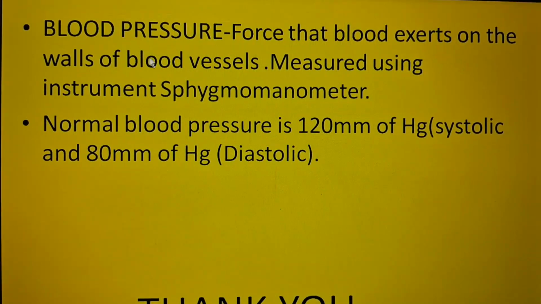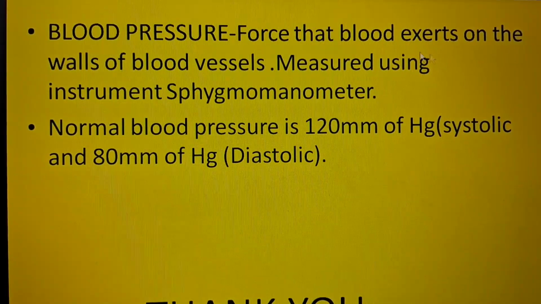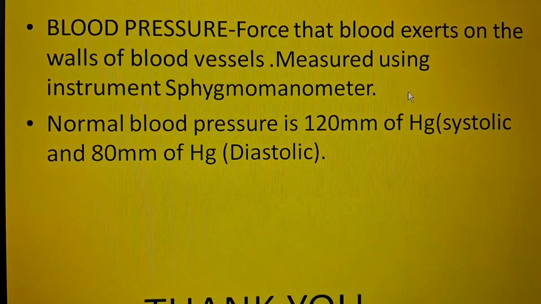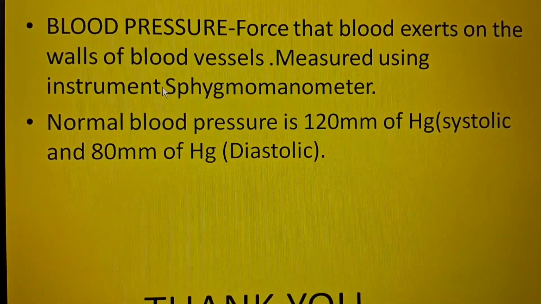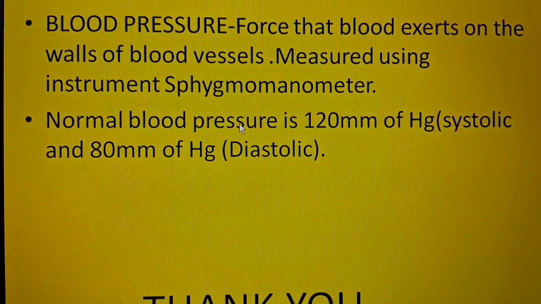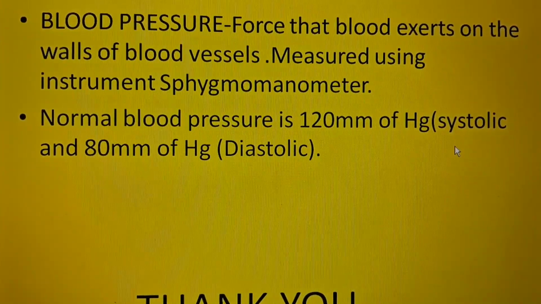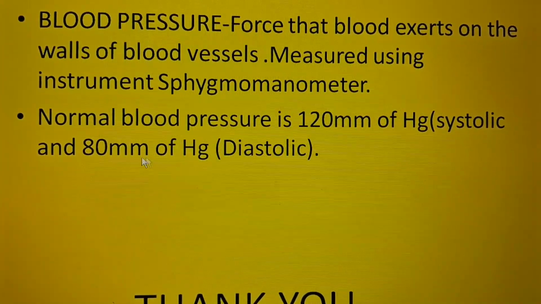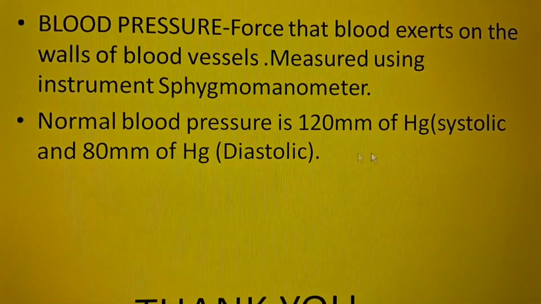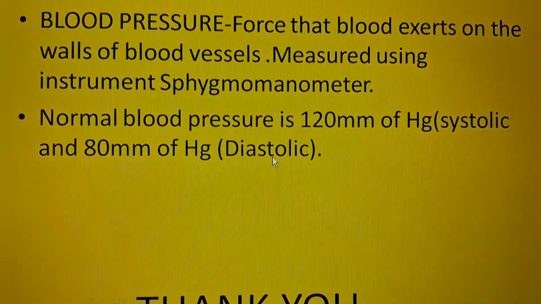Coming to the next topic, it's about blood pressure. What is blood pressure? It's the force that blood exerts on the walls of blood vessels when it flows through the blood vessel. Now the blood pressure is measured using an instrument called a sphygmomanometer. Now what's the normal blood pressure in the human body? It should be 120 millimeter of mercury, which is the systolic pressure, and 80 millimeter of mercury, which is the diastolic pressure. Systolic means contraction, while diastolic means relaxation. Both are ventricular systolic and ventricular diastolic pressure.